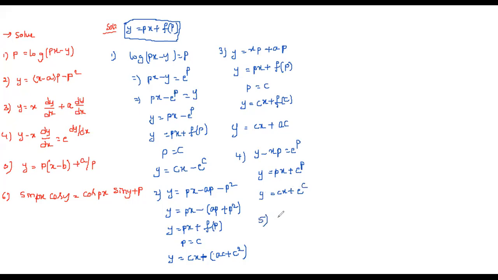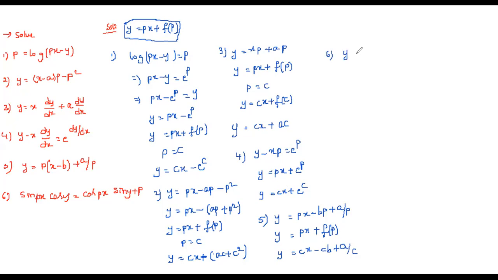And fifth one now. So y is equal to, you can multiply p inside the terms, px minus bp plus a by p. And now, is this directly in the form of Clairaut's or not? y is equal to px plus f of p. And now you can substitute c in place of p. Then y is equal to cx minus cb plus a by c. That's it. And next coming to the sixth problem now.